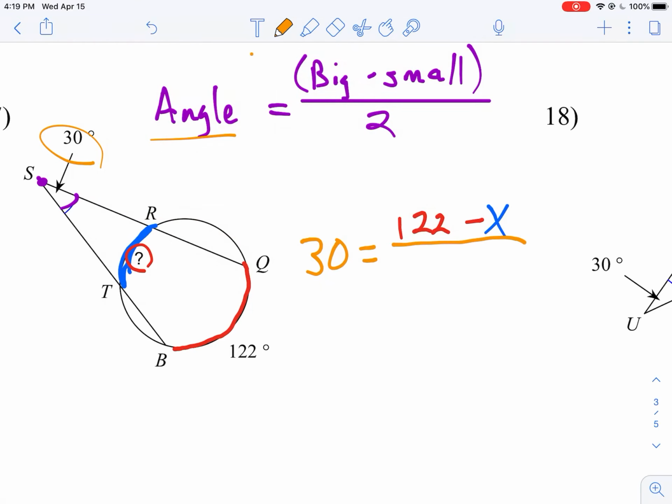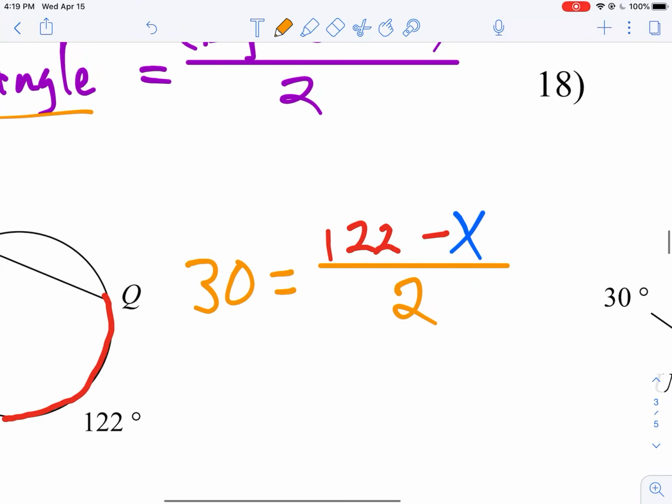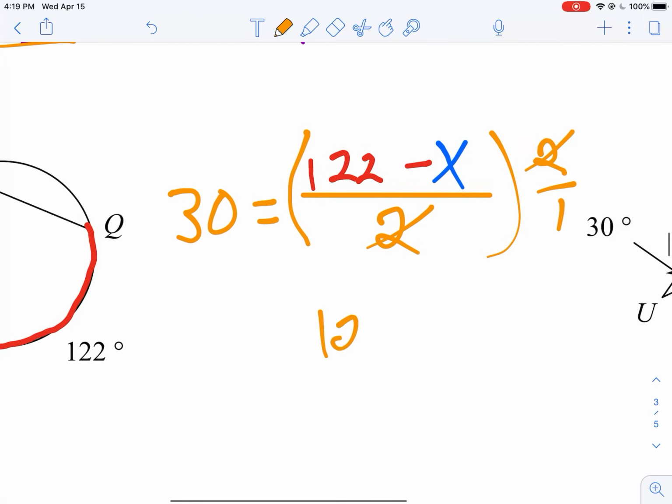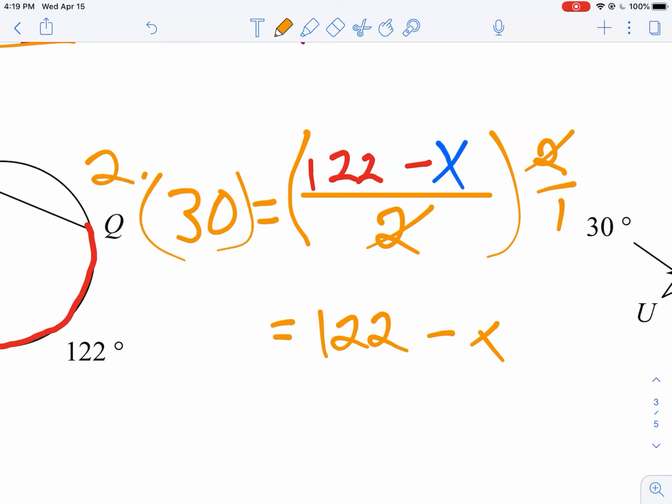Okay, and if you remember how to solve these, the first step was to multiply both sides by 2 to clear the fraction on this side. So in order to clear the fraction, I'm going to take both the right and left side of my equation and multiply it by 2. When I multiply the right side by 2, those cancel, and I'm left with 122 minus x. And then I have to remember what I do to one side, I do to the other. 2 times 30 is 60.